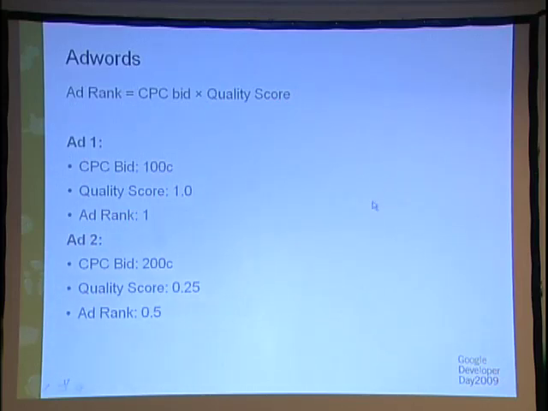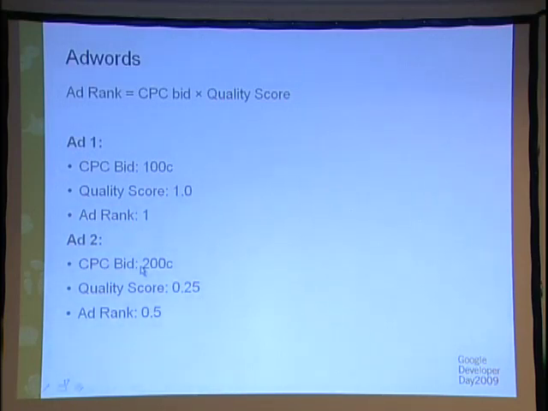Your quality score. Here's a couple of ads that I've just made up, and these numbers are, again, made up for illustrative purposes. But imagine that you want to bid 100 cents on your first ad, and it's got a quality score of 1 because it's very relevant, it gets a lot of clicks. We multiply those two together and you get an ad rank of 1.